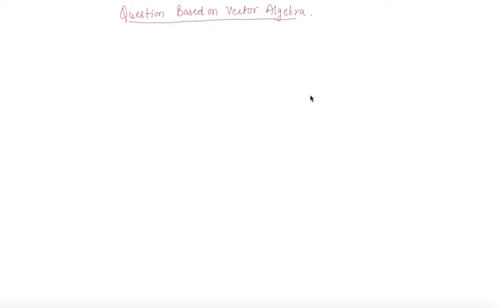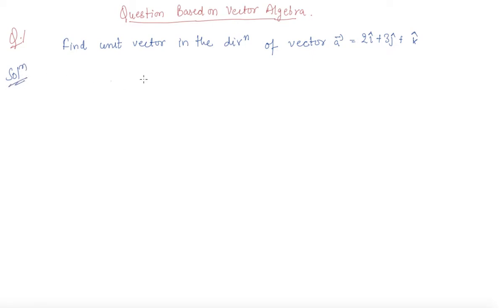So in today's lecture we will discuss some questions based on vector algebra. Okay, I am writing down question number 1. So students, this is a question in which it is stated: find the unit vector in the direction of the vector a, which is the sum of 3 vectors, that is, 2i cap plus 3j cap plus k cap.